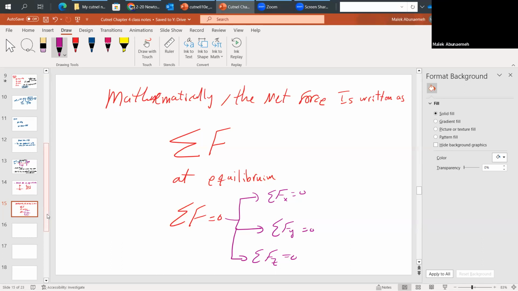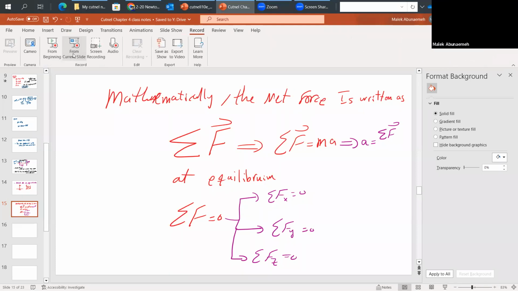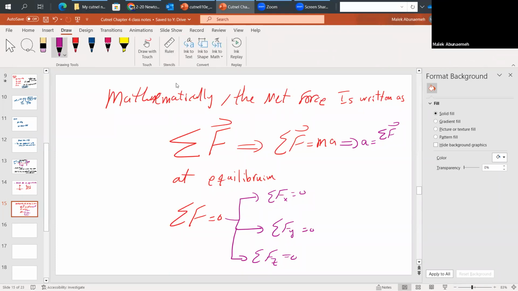Which means that the summation of all the forces is going to equal your mass times your acceleration. That means, and let me write this down in a different color, the acceleration is going to be equal to the summation of all the forces, and again there's an arrow on top of it because it's a vector, divided by the mass.